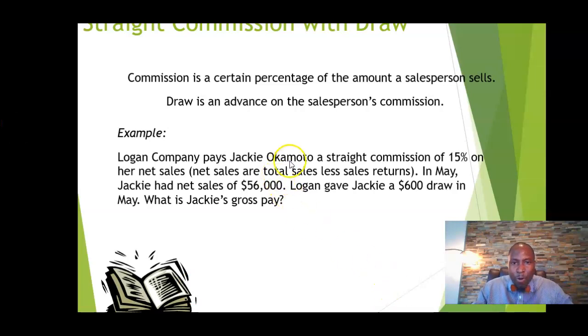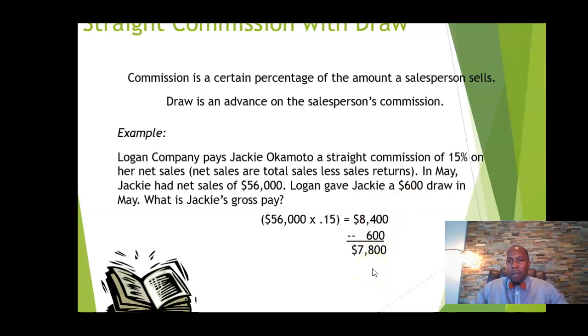Here we have Jackie Okamoto, who receives commission of 15% on her net sales. Her net sales for the period were $56,000. They already gave Jackie a draw of $600 in the month of May. We're asking what is Jackie's gross pay. So to get the gross pay, you would take the 56,000 net sales times 15%. That gives you $8,400. However, she's received already a draw of 600. Therefore, the gross pay this pay period would equal $7,800.